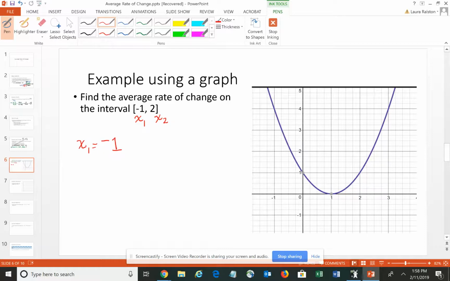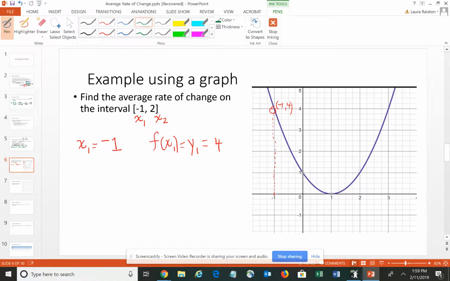So if I go over here and look at my number line, here's -1, and I'm going to read up till I run into the graph, and it looks like the ordered pair at that point would be -1, 4. So my output for -1, which would be my f of x sub 1 or y sub 1, is 4.